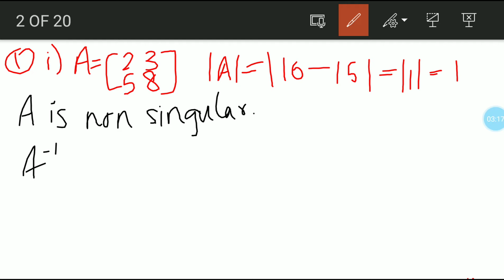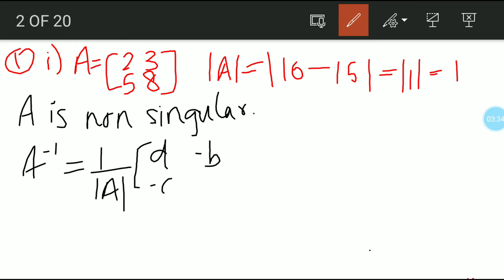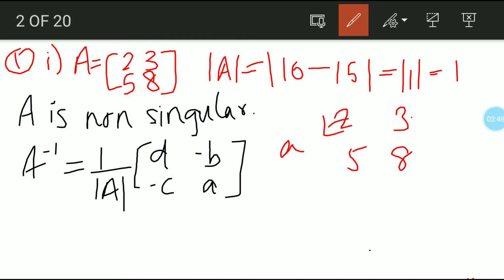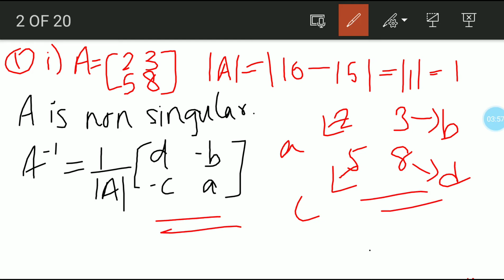So the negative power will be there, right? So the formula we have is 1 by modulus of A times the matrix D, minus B, minus C, A. I am writing the formula first. So what is this actually? D, minus B, minus C, A. In the question, just now we discussed 2, 3, 5, 8, right? So here we will consider these numbers as A, B, C and D. So according to this, I have written this formula actually.